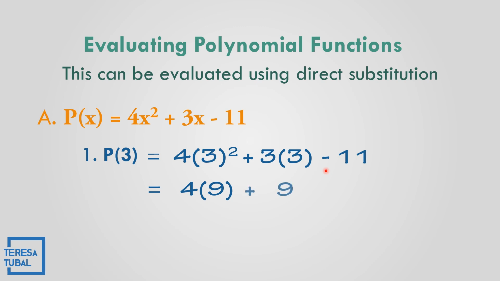3 times 3, so plus 9, minus 11. 4 times 9, that is equal to 36. 9 minus 11, subtract, so that becomes negative 2. So 36 minus 2, that is equal to 34. So, the p of 3 equals 34.